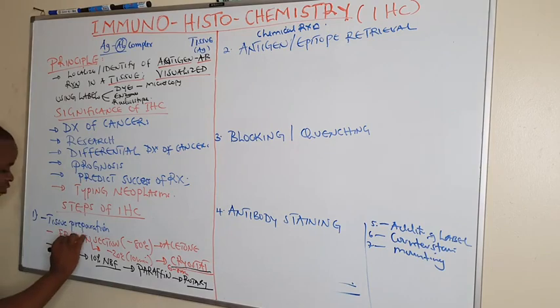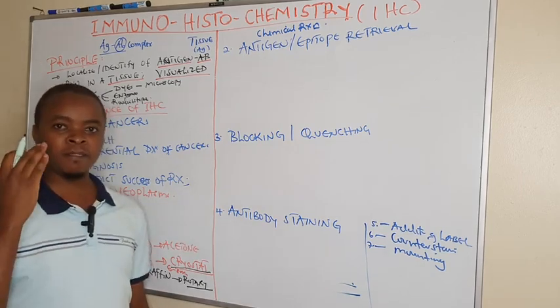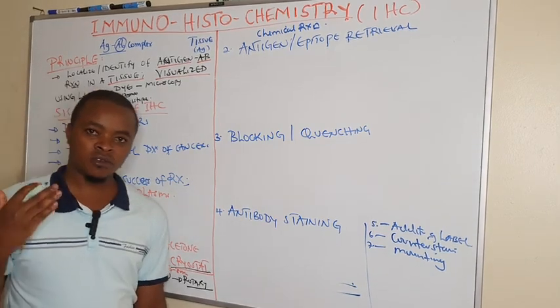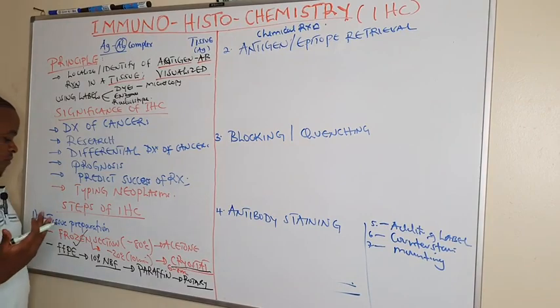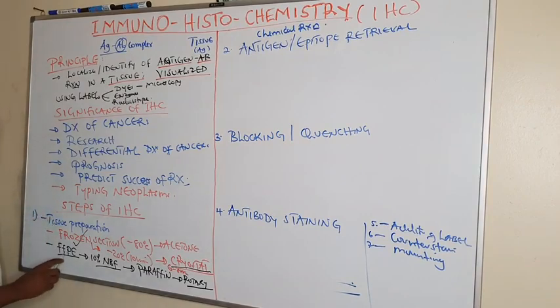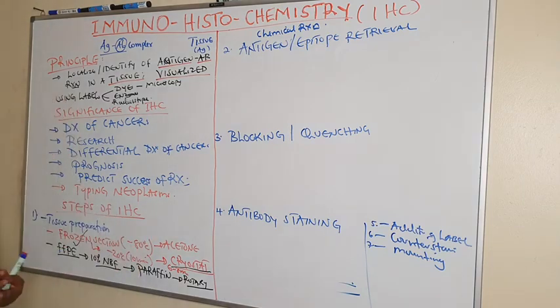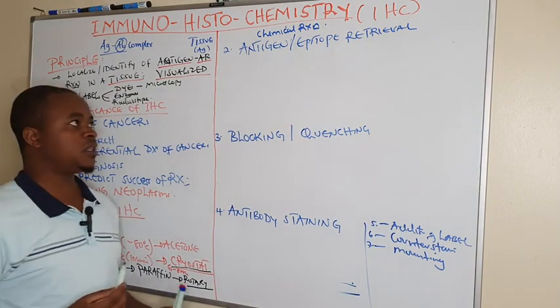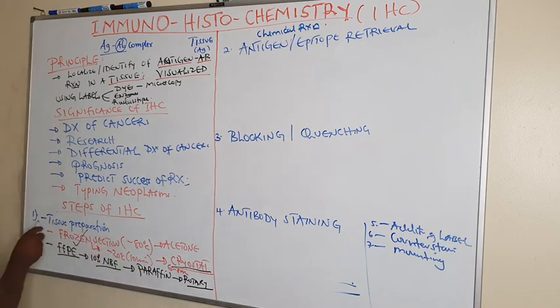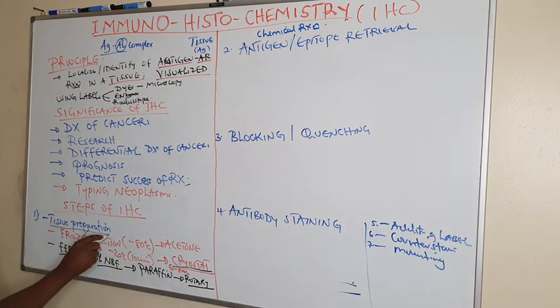But the sample of choice is the frozen section because it preserves the antigens within the tissue. Whereas formalin fixed is not routinely used, but it is also used, but the best in immunohistochemistry is frozen sections. So this is what we can discuss under tissue preparation.